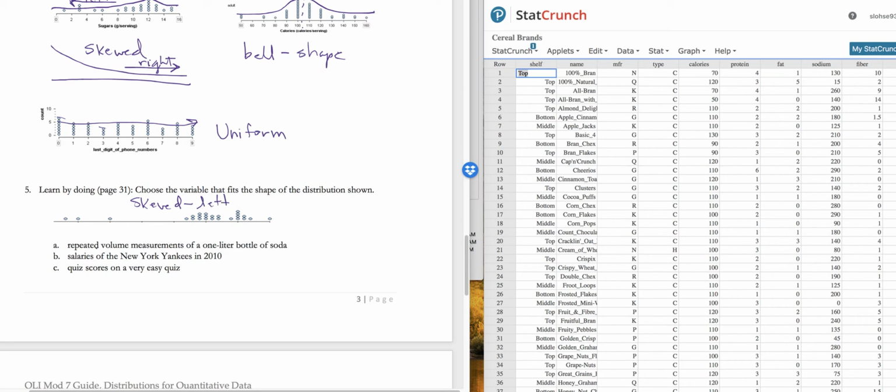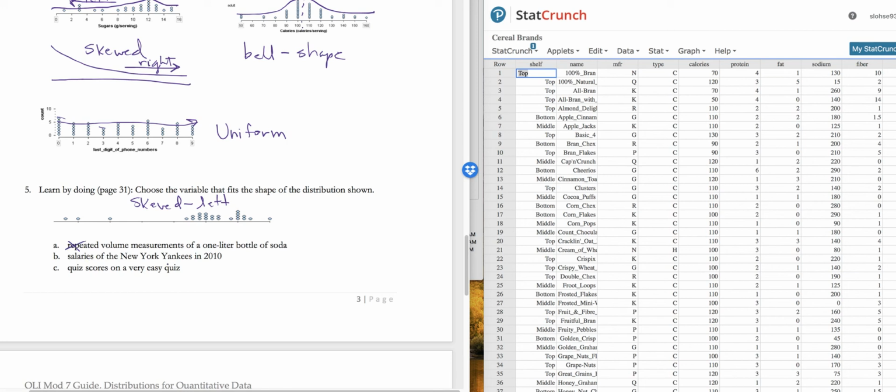Would that match repeated volume measurements of a 1 liter bottle of soda? Well, I don't think that matches at all, right? This part might match the volume of the soda bottle, but when you look on the shelves, we don't have noticeable bottles with very much less volume. So that doesn't match.